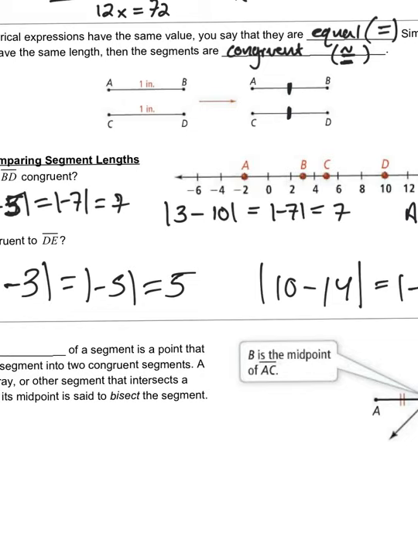And then the midpoint of a segment is a point that divides the segment into two congruent segments. A point, line, ray, or other segment that intersects a segment at its midpoint is said to bisect the segment. So the midpoint. And we'll look at what that is in just a second.